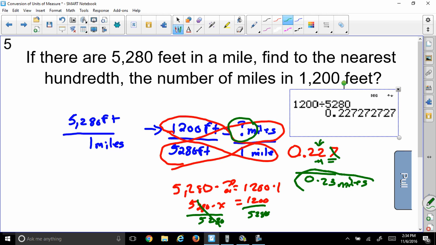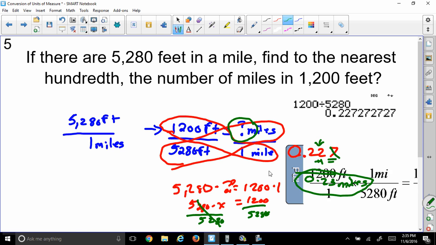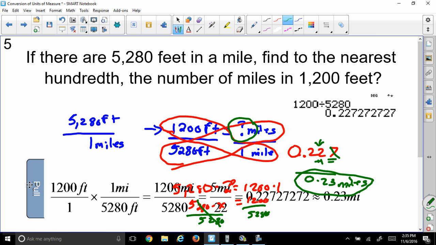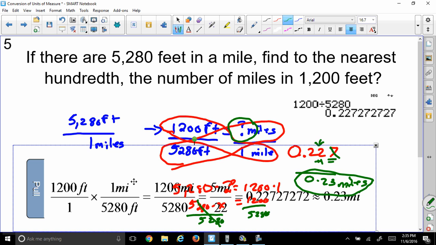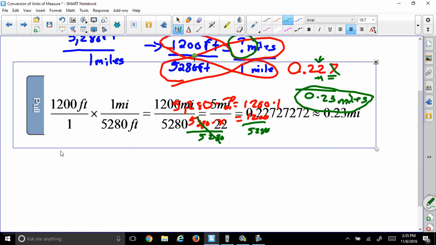And that is less than a mile. And if you reason it out, since it takes 5,280 feet to be 1 mile, if you got less than 5,280 feet, you're going to have less than a mile. So that's why it comes out to be a decimal point. So that one was cute. And let me just pull this down a little bit.